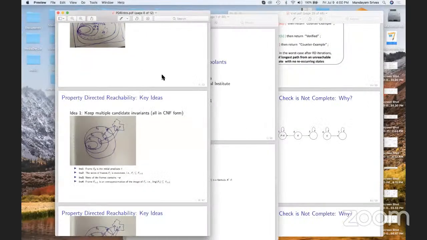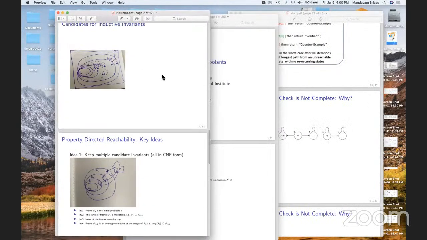So yes, tell me. The over approximation is done so that we can reduce the number of iterations, right? The hope, yes, yes. That is the idea, exactly.